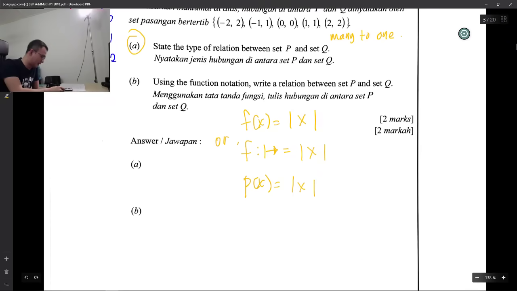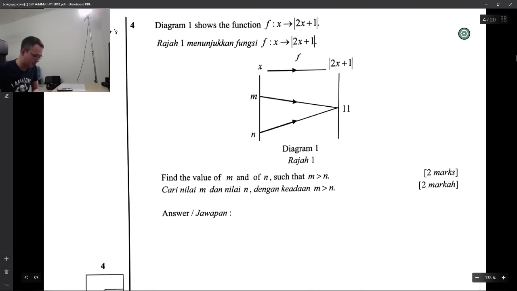So you cannot write f(x) equal to negative x, which is wrong. Alright, so let me move on to number 4. Okay, find the values of m and n. This one you just need to solve the modulus question, and the question tells you m value is bigger than the n value.